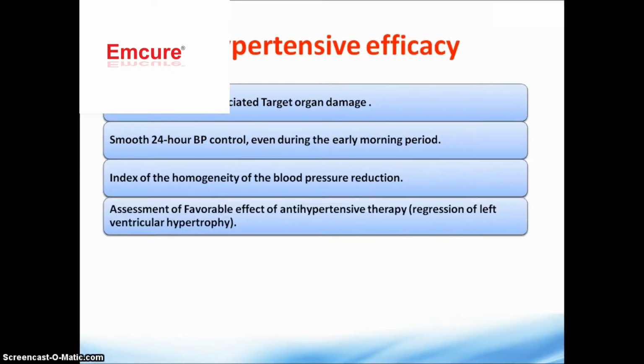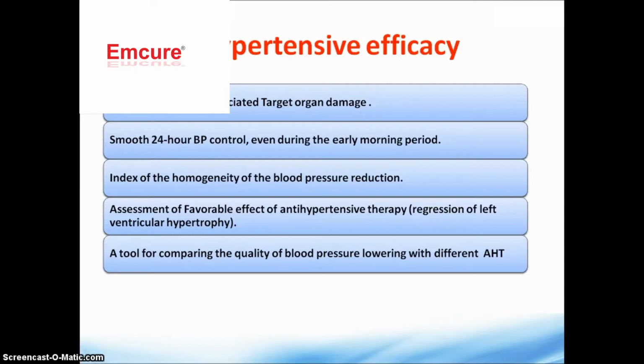Next, it is an assessment tool for the favorable effect of antihypertensive therapy. Regression of left ventricular hypertrophy can also be assessed with the help of these antihypertensive drugs. Next, it can be a tool for comparing the quality of blood pressure lowering with different antihypertensive drugs, whether a beta blocker controls the blood pressure better, or your ARB, or the calcium channel blockers. So it is an effective tool to compare the quality of blood pressure lowering with different antihypertensive agents.